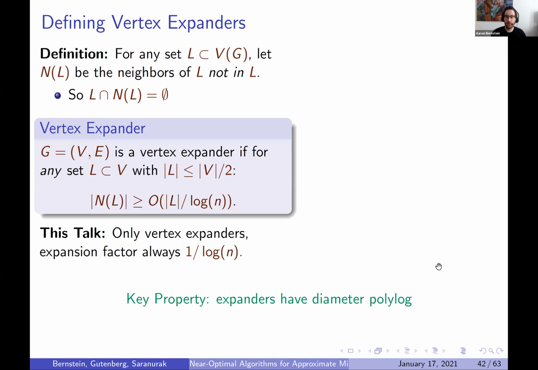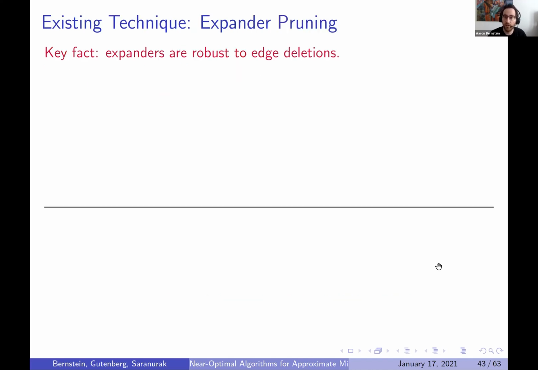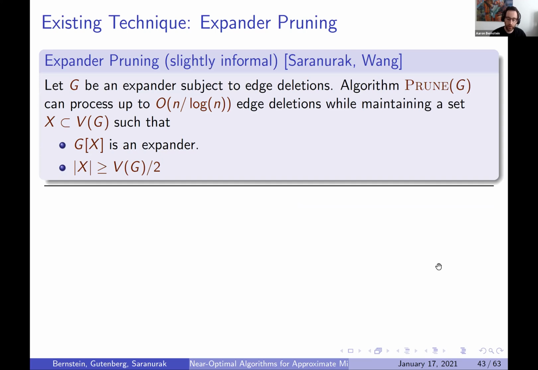So why do we care about expanders? Well, expanders have two key properties. One is that it's easy to show that if you have an expander, it has small diameter. The second key property is that expanders are robust to edge deletions. So in particular, in expanders, you can do this thing called expander pruning. And I'll draw a figure of this in a second.